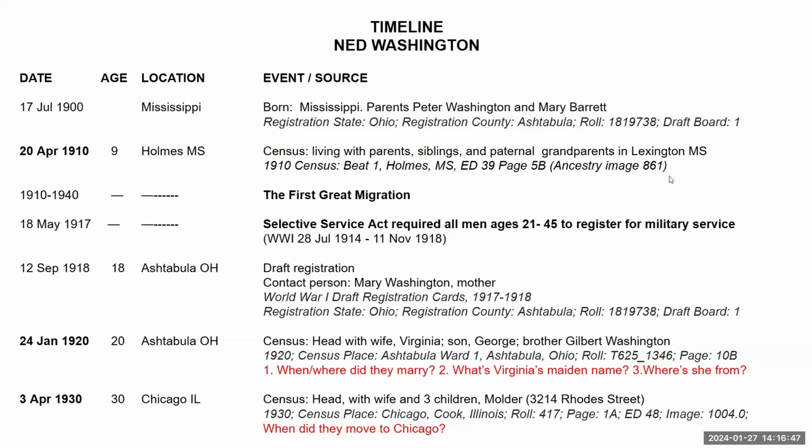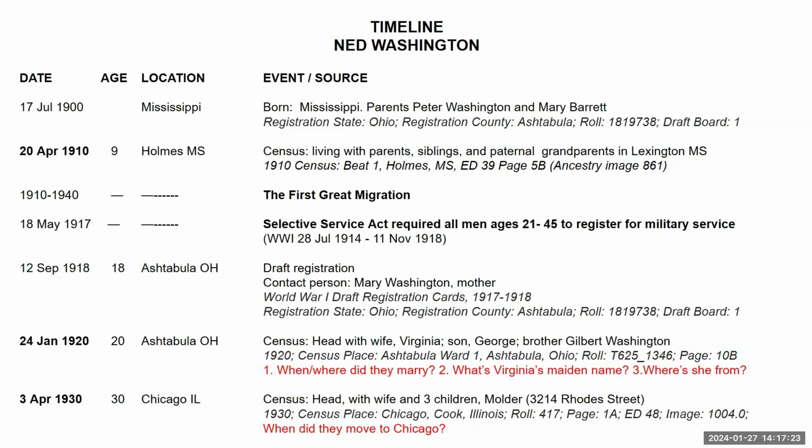I added the first Great Migration of African Americans from the South to the North, because maybe he was part of that. I added the Selective Service information as a historical fact. So here is his September 12th, 1918 draft registration. He was 18 years old in Ashtabula, Ohio, with his contact person as his mother.